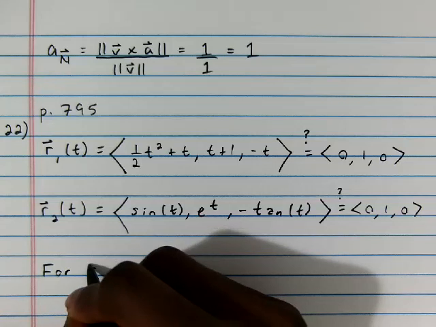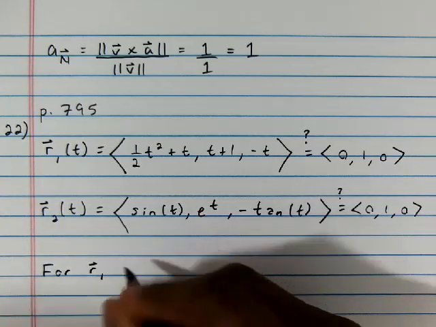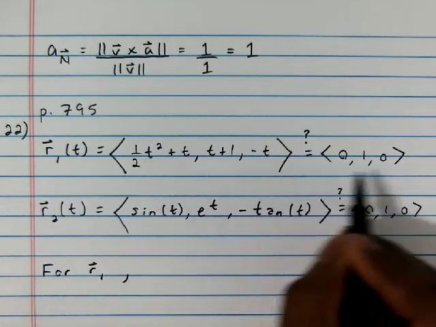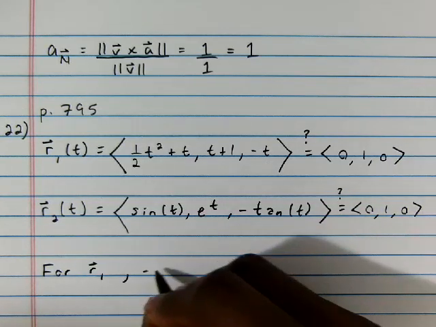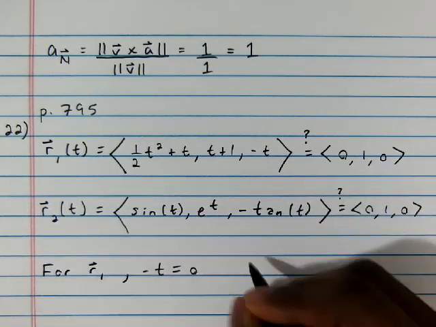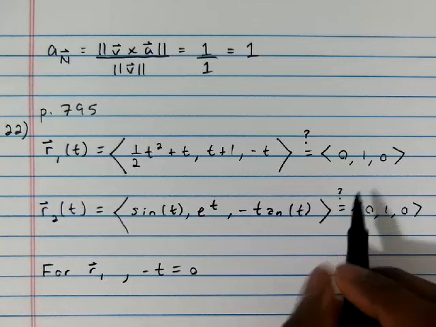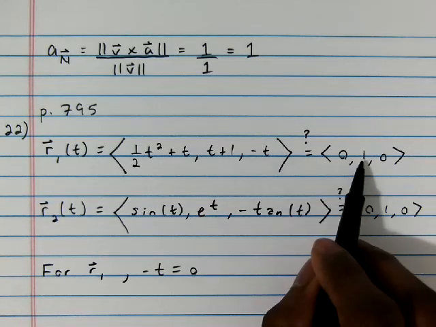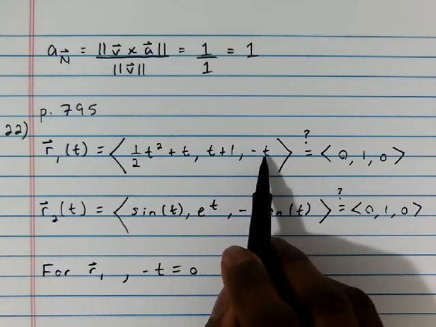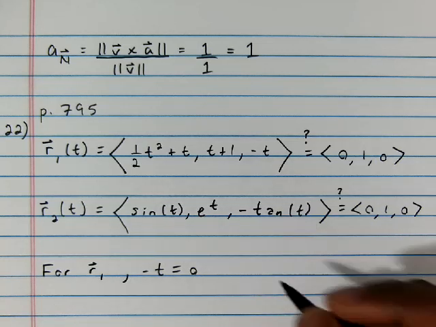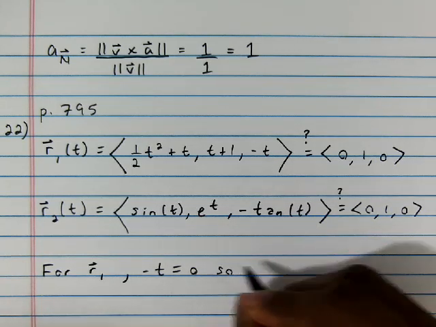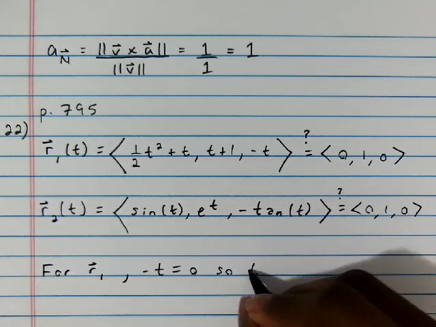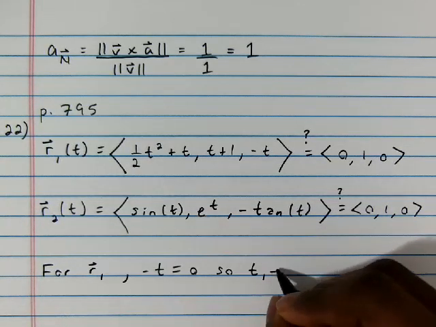So for R1, I'm just going to use the k component, negative t equals 0. And let's just make sure that that gives us what we want for the other components. If t equals, well, let's just first write it. So t equals 0. I'm going to call it t1 because it corresponds to R1.